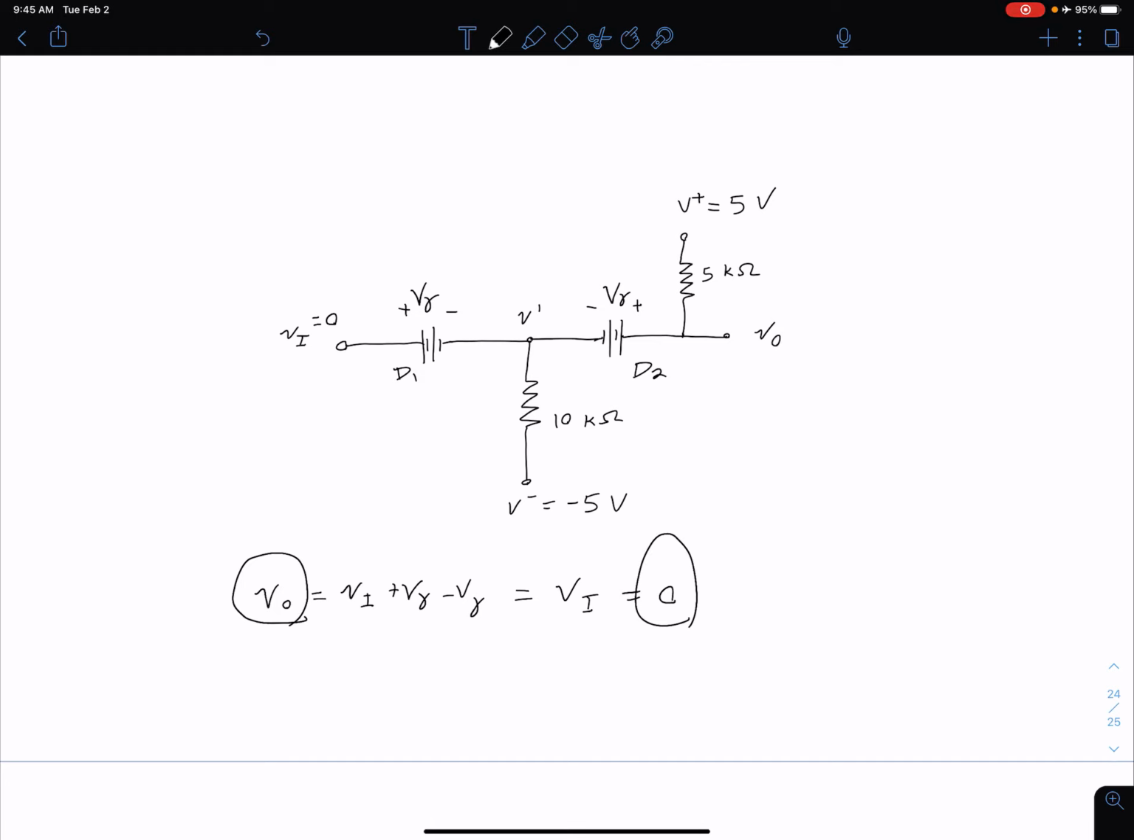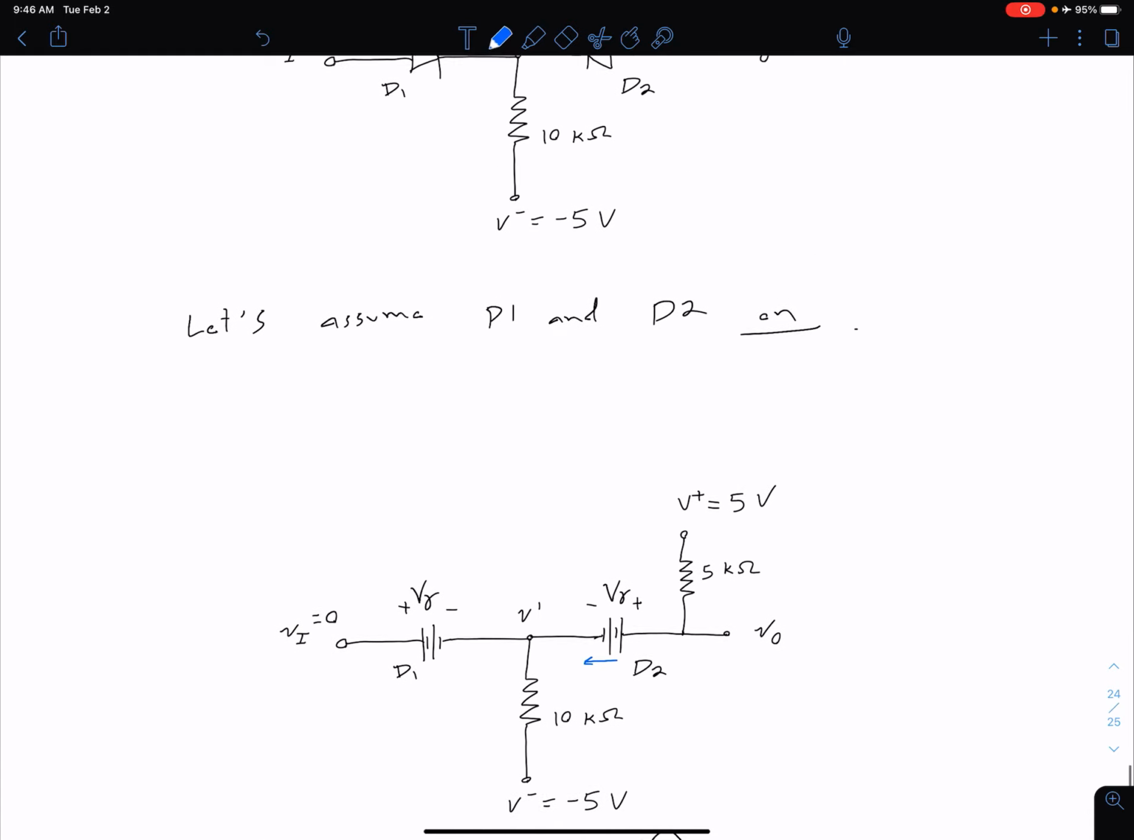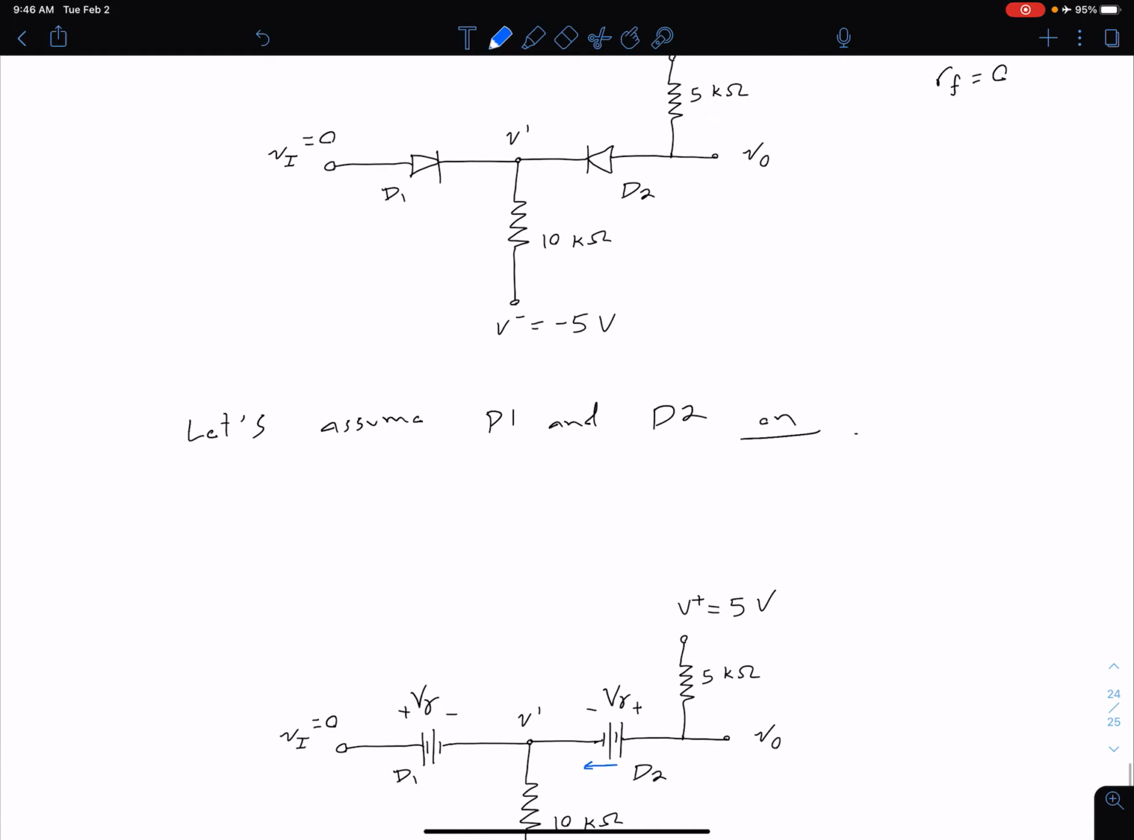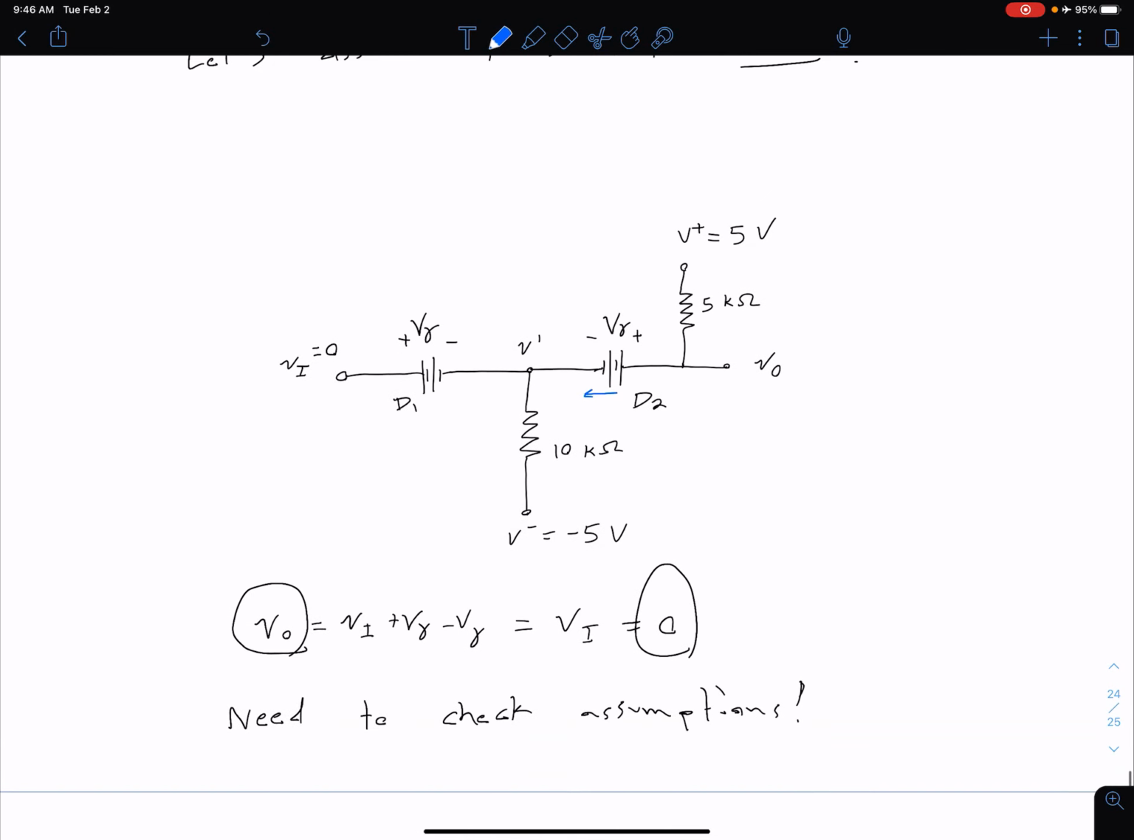But, of course, we need to check our assumptions. To help us do that, let's define some currents in our circuit up above. Let's define our diode currents. Remember, the current directions should be in the same direction as the arrow of the diodes. So we have ID2 in this direction and ID1 in this direction. We can define our resistor currents the same way as in the previous video, so IR1 and IR2.